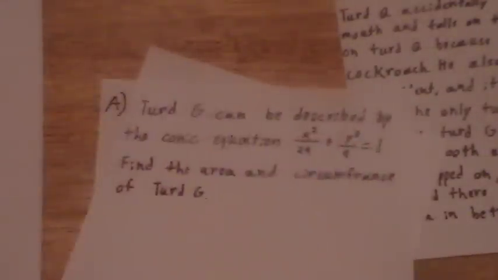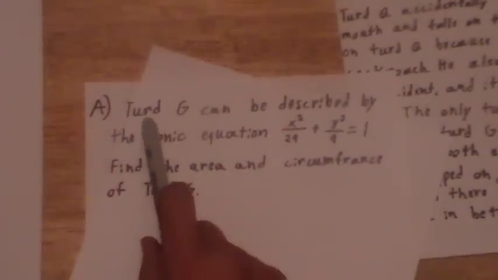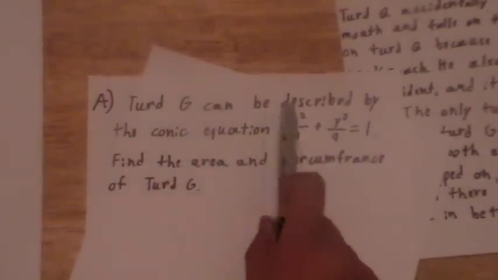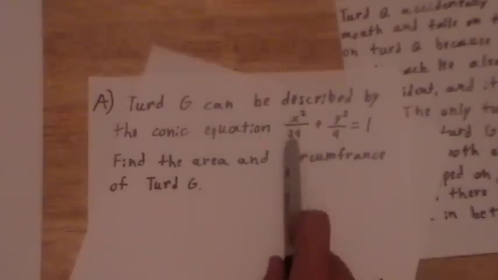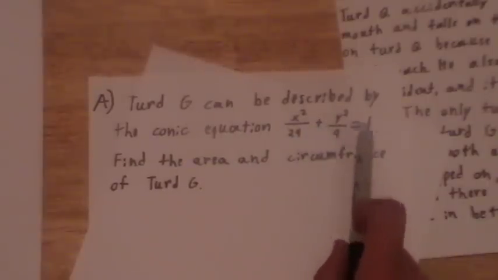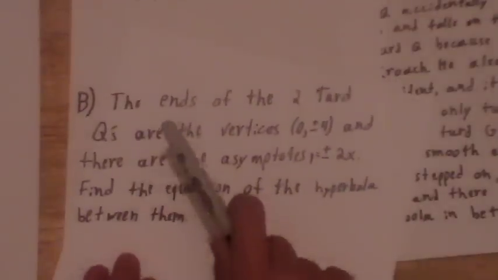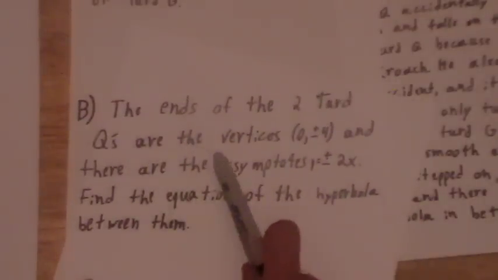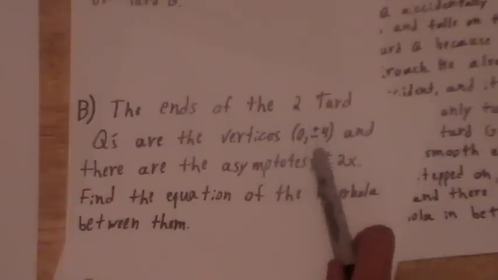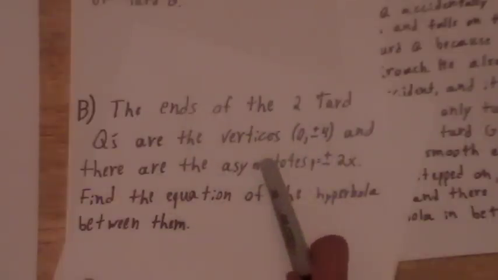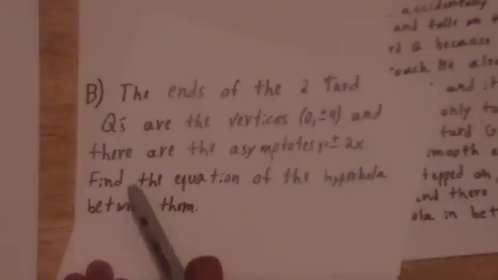Okay, so here are the questions that go with the setup. Part A. Turd G can be described by the conic equation x squared over 29 plus y squared over 9 equals 1. Find the area and circumference of turd G. Part B says, the ends of the 2 turd Q's are the vertices (0, ±4), and there are the asymptotes y = ±2x. Find the equation of the hyperbola between them.